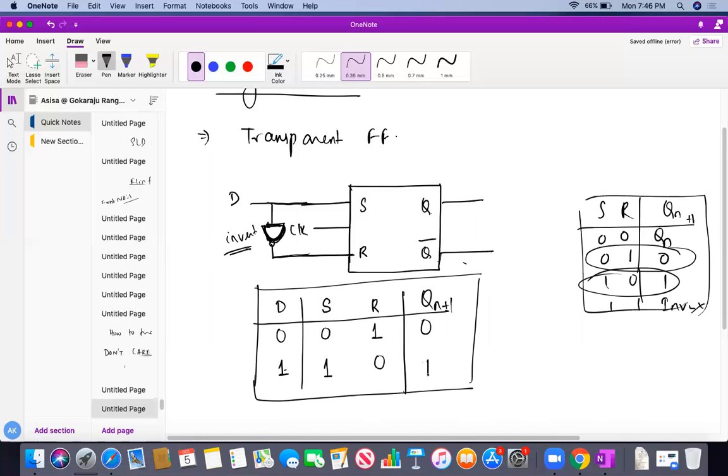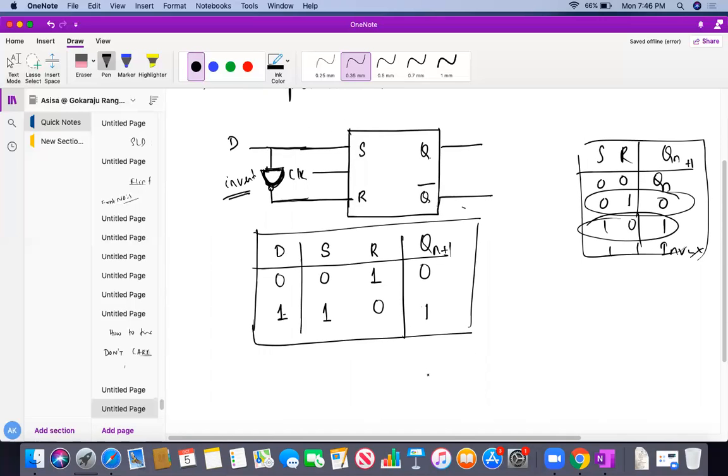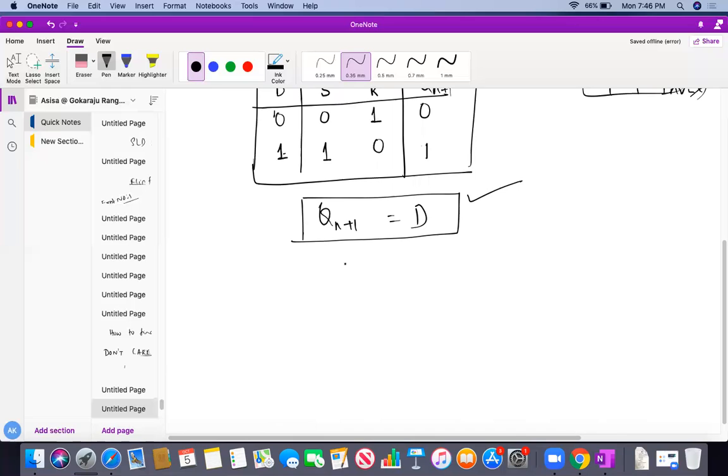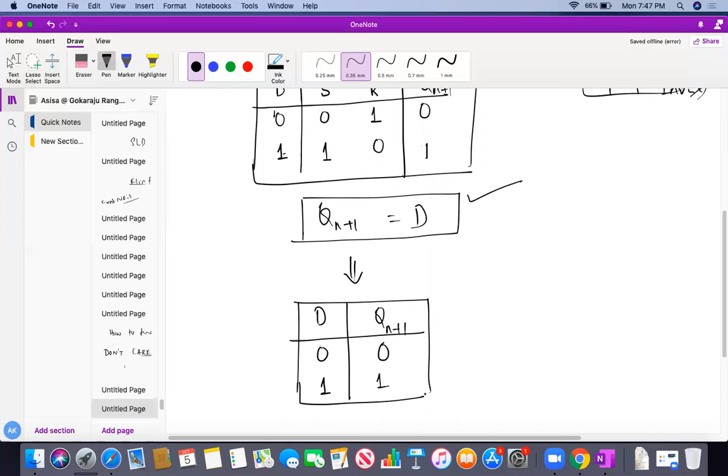So what does the D flip-flop do? The output, the next state, depends upon D only. Whatever Qn plus 1, you can see here, Qn plus 1 is nothing else but my D. Am I correct, students? If D is 0, I'll get Q0. If D is 1, I'll get Q1. So my basic truth table: D is 0, I get Qn plus 1 as 0. D is 1, I get Qn plus 1 as 1. This is my basic truth table of the D flip-flop.